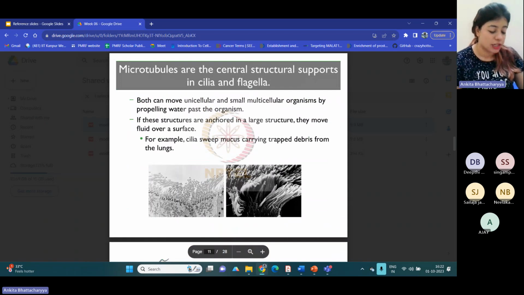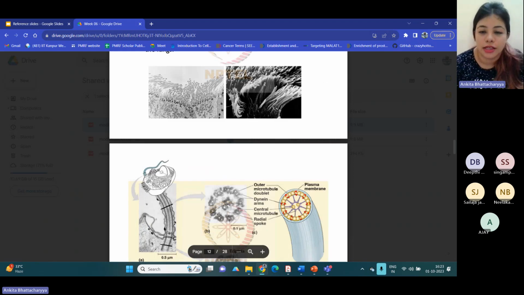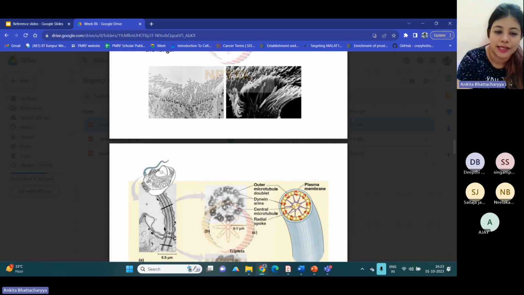Then come, of course, the cilia and flagella, which we also talked about, where microtubules become the central structural supports as well. So they are both able to move unicellular and small multicellular organisms by propelling water using these structures. And if they are part of a larger structure, they can move fluid over the surface. An example is cilia, which are present along our respiratory tract, particularly within the lungs. The cilia help in the movement of trapped debris from the lung. In fact, that is one of the innate immune defense mechanisms within our body, which protects us from a large number of pathogens. So that is another extended application that you can see in this case.